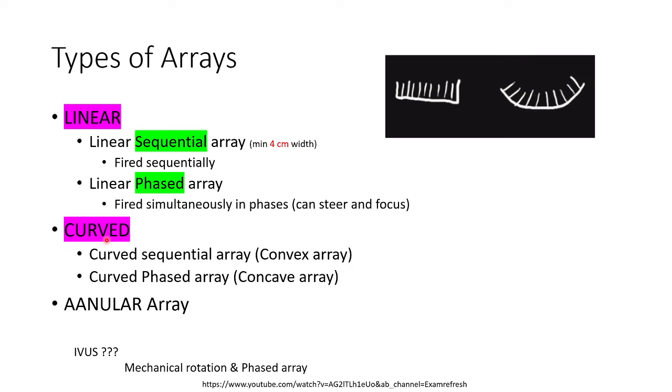The other probe is the curved probe, which you typically use for abdominal examination. And there is an annular array, the third type. I suppose this is used for 4D imaging.